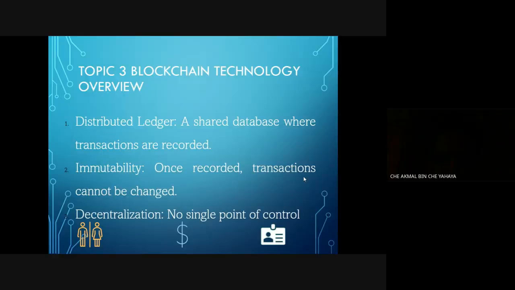So topic 3, blockchain technology overview. Usually we depend on the ledger, which we call distributed ledger, a shared database where transactions are recorded. Next one, immutability: once recorded, a transaction cannot change. And last one is decentralized, no single point of control. It means that it is based on the community. If the community agrees on this ledger, they will allow the connection on the chain. If not, the connection will be discarded. So this means they depend on the ledger. Next one, it cannot be altered, and last one, decentralized.